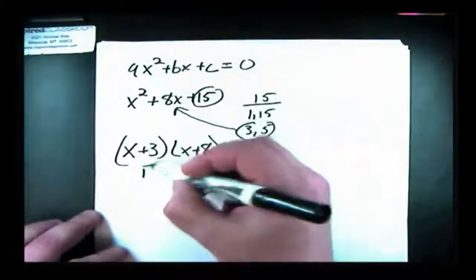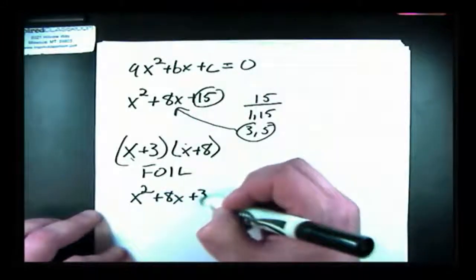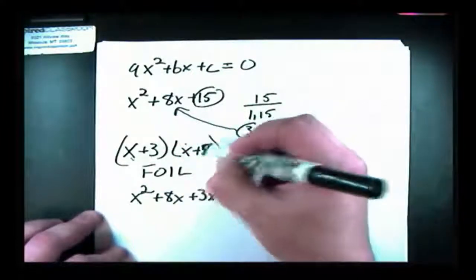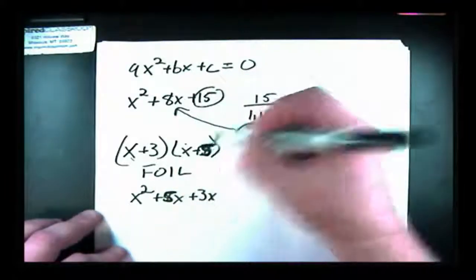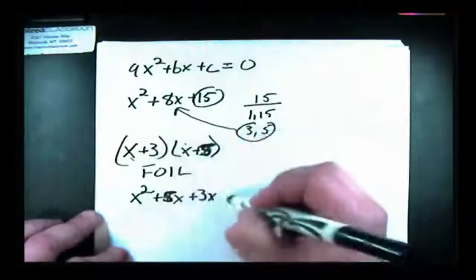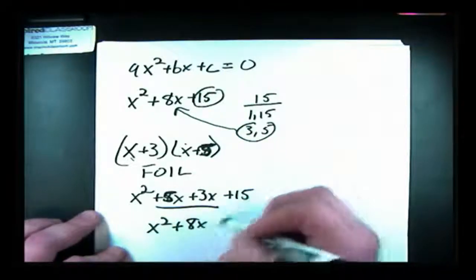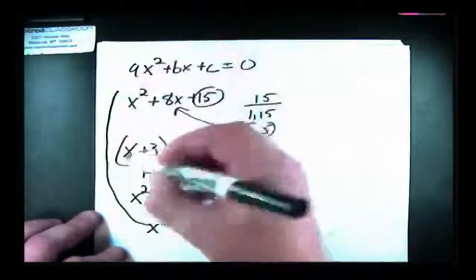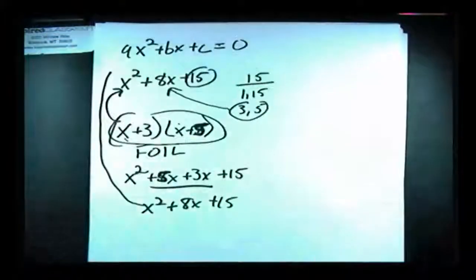And if we FOIL that back together, we get x times x, which is x squared, x times 8, which is 8x, x times 3, which is 3x. I'm sorry, this should be a 5, which is 5x. Those were what my factors were. I messed that up. Sorry about that. And 3 times 5 is equal to 15. We combine our like terms, and we end up with x squared plus 8x plus 15. So we know that this is equal to that because we FOILed it and we factored it. And they're the same thing.